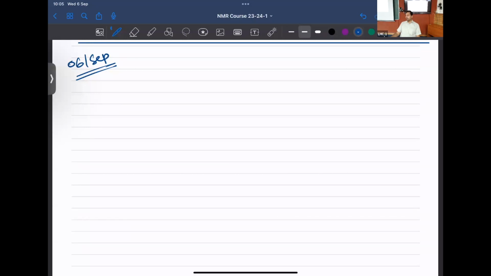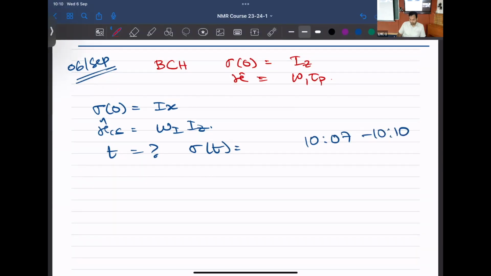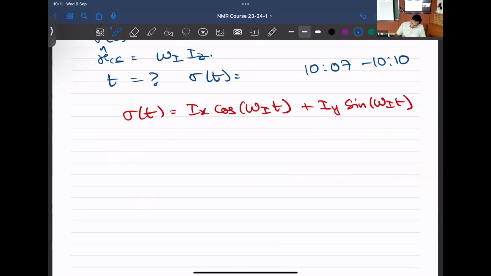Good morning, everyone. Let's start with one question. Let me say the initial density matrix is Ix, and your Hamiltonian is given as omega I Iz. I want you to tell me, after a time t, what will be sigma of t? Ix cos omega I t plus Iy sin omega I t. I'm going to give one more.